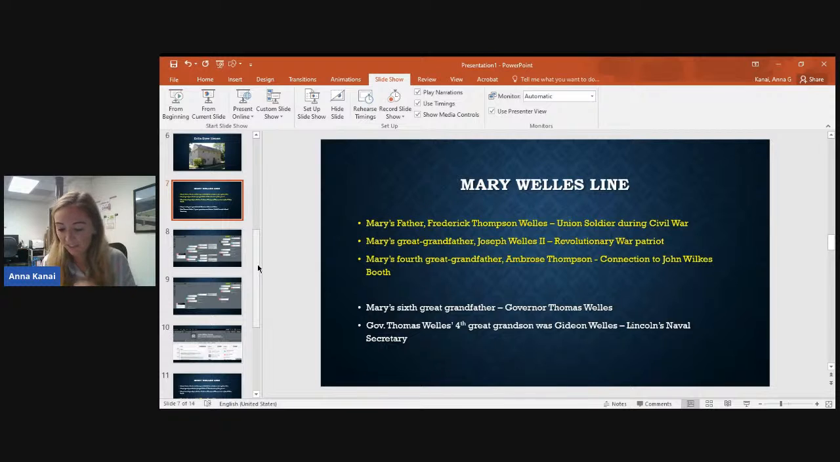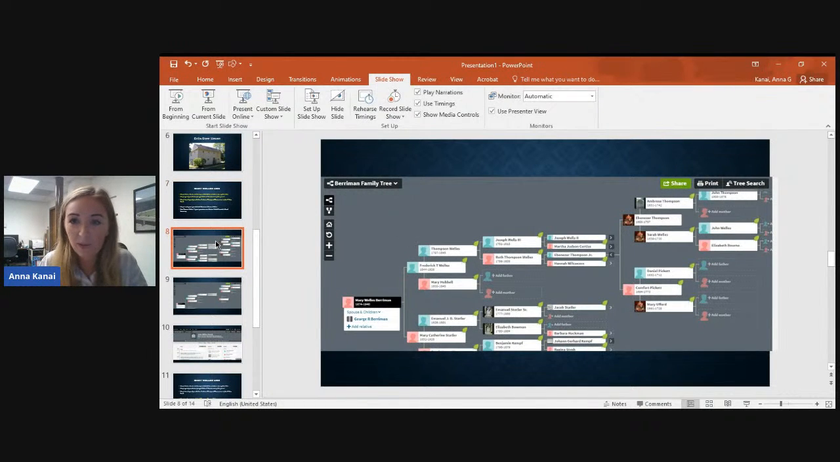And so it's a little confusing. So I actually have just a screenshot of my ancestry page so you can see Ambrose Thompson and Mary Wells being traced to Ambrose. So this is her 4th great-grandfather, and Ambrose had 8 children, and so Mary's line stems from Ebenezer Thompson, but another one of Ambrose's sons, Ambrose Thompson Jr., married Mary Ann Booth.